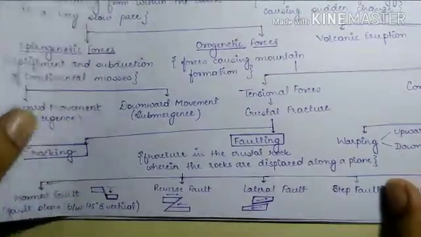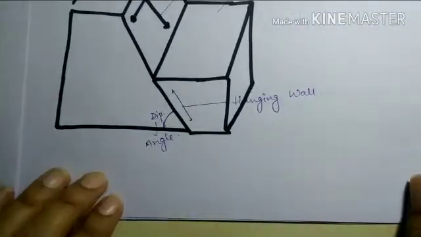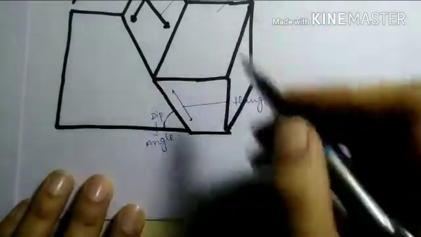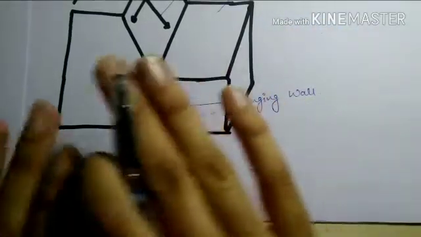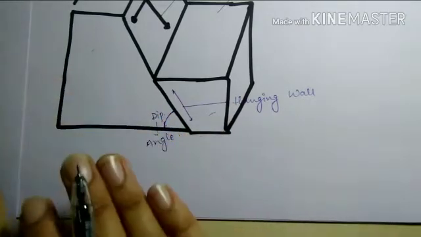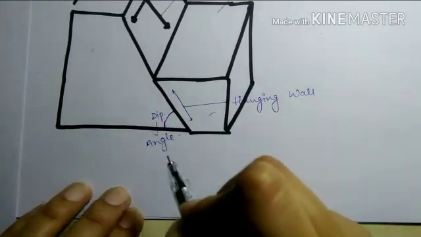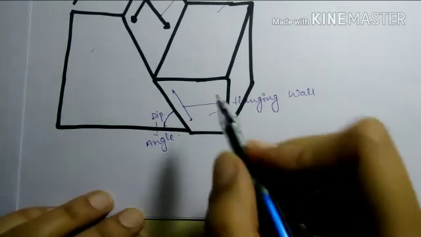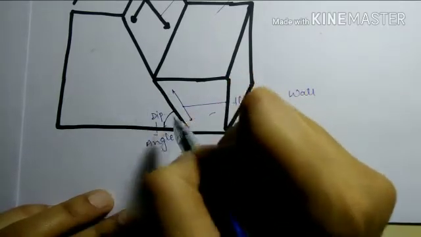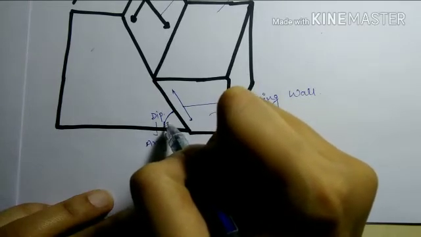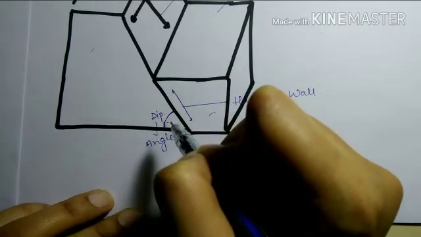In normal fault, we'll see that this block, that is upward block and downward block, they slide over each other. One goes down and one goes upward, at either 45-degree angle. So the dip angle is either 45 or more.